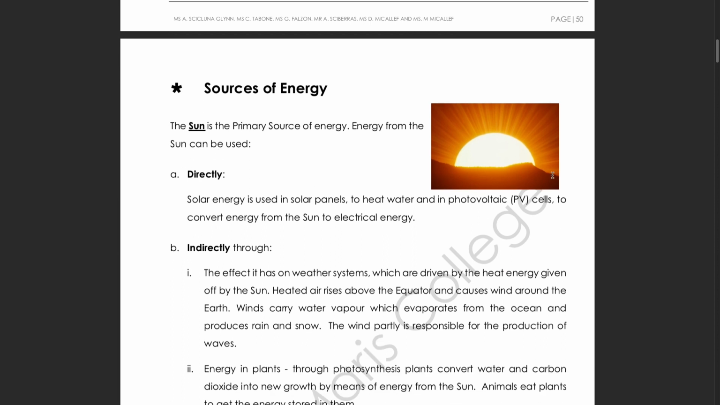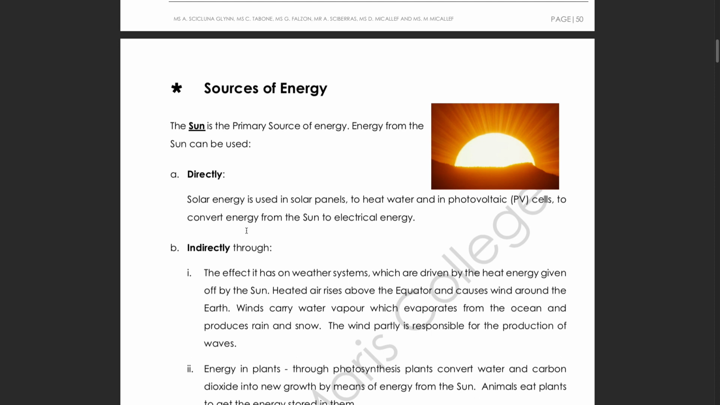So the sun is the primary source of energy. All the energy that we have on planet Earth comes either directly or indirectly from the sun. So energy from the sun can be used directly. Solar energy is used in solar panels to heat water and in photovoltaic cells to convert energy from the sun to electrical energy.